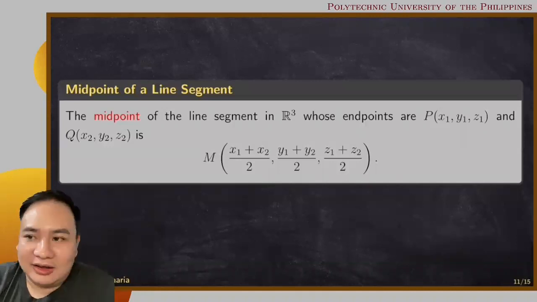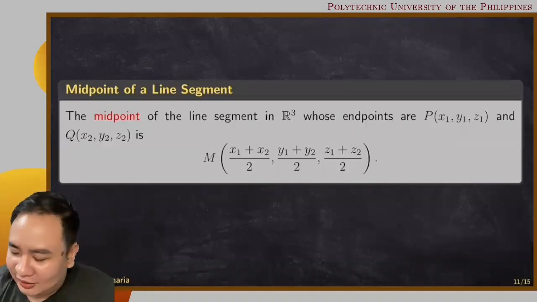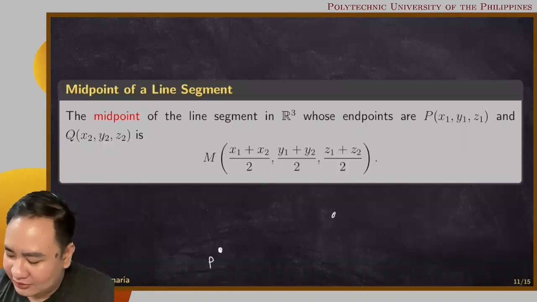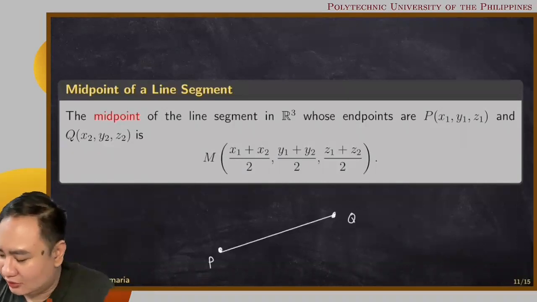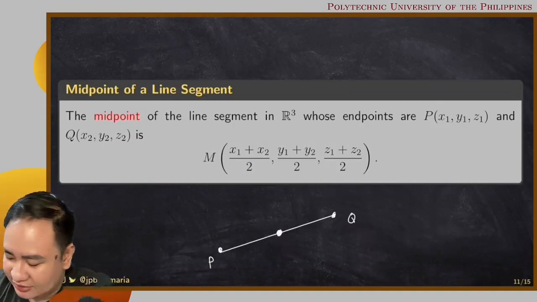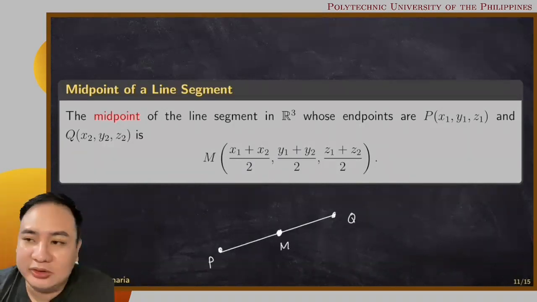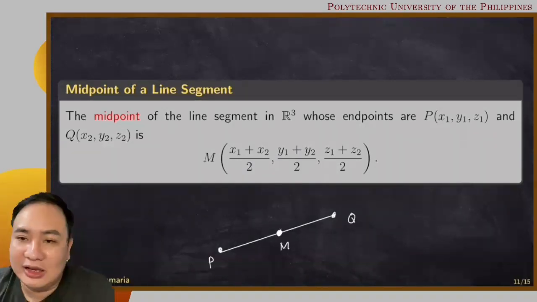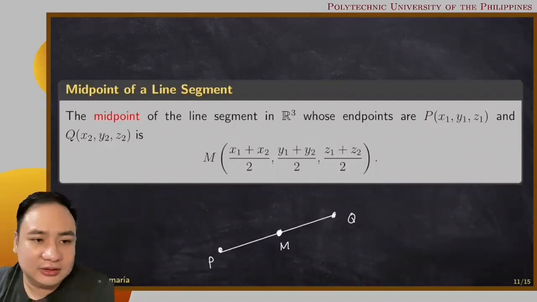Okay. Another important thing to know, when you have a line segment with endpoints P and Q, is to know the coordinate of the midpoint. The midpoint divides the line segment into two equal parts. No? Yan yung ating definition. But what is the coordinate?